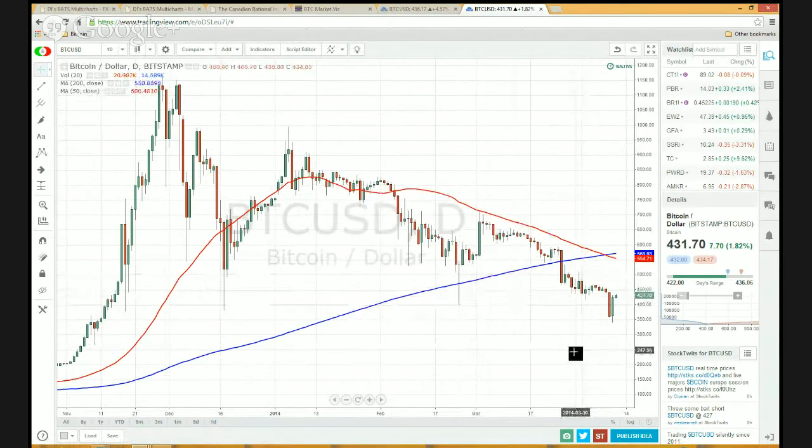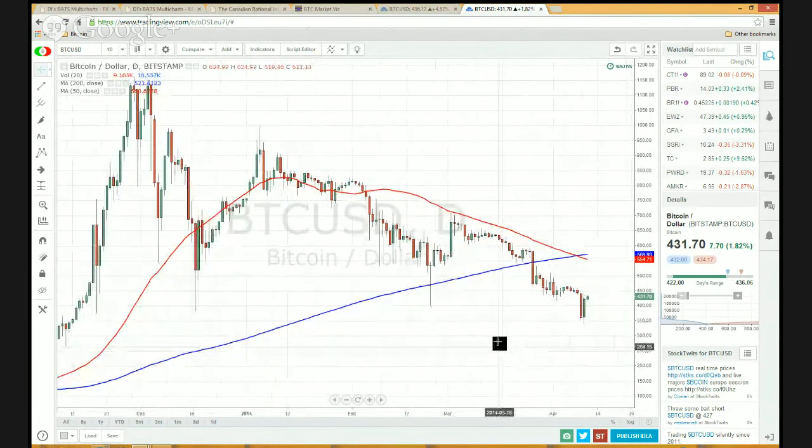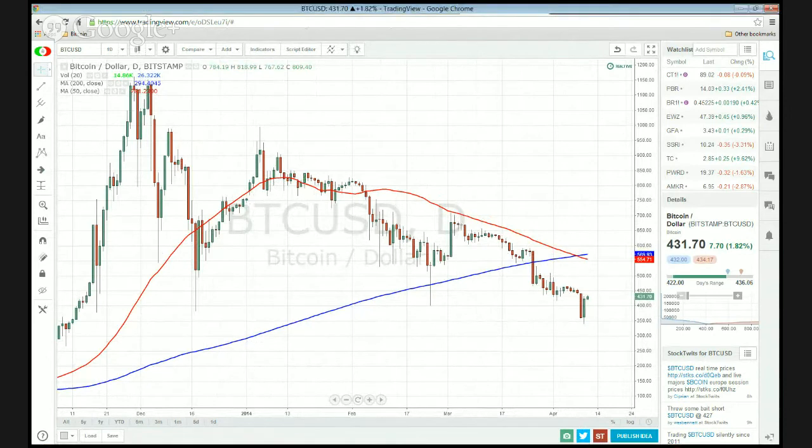There it is. You're right. The death cross. That's not a good sign. And really, I've made this argument with people before. The best thing that Bitcoin could possibly do for the Bitcoin community is for this thing to go absolutely sideways.